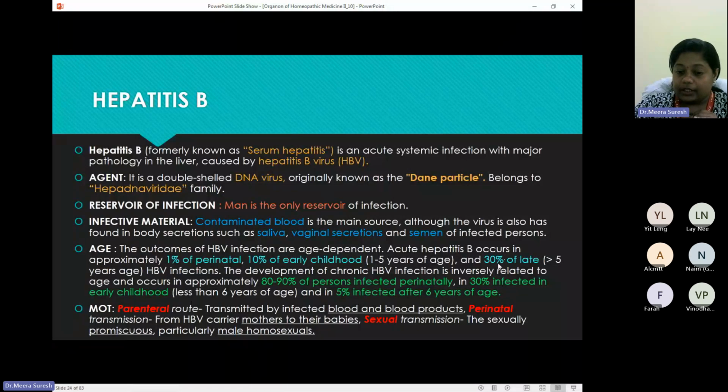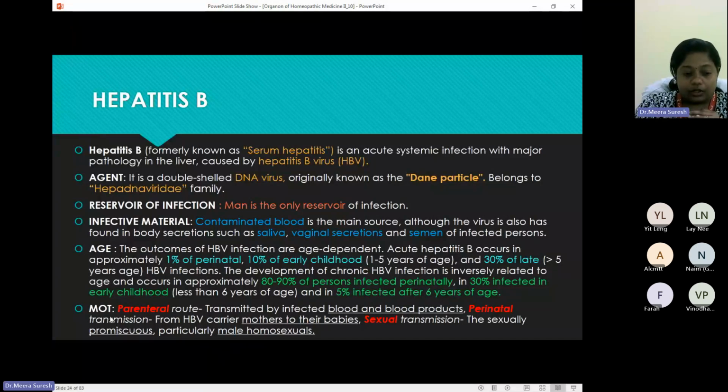But in adults, hepatitis B is more common, but the chance that adults develop chronic infection is very low. It is only around 5% or less. So the outcome of HBV, that is the chronicity or the chronic complaints of HBV, is inversely related to age. So 1% are perinatally infected, but they have more chances of developing a chronic condition. 30% of adults are infected, but they have very little chance of developing chronic hepatitis B.